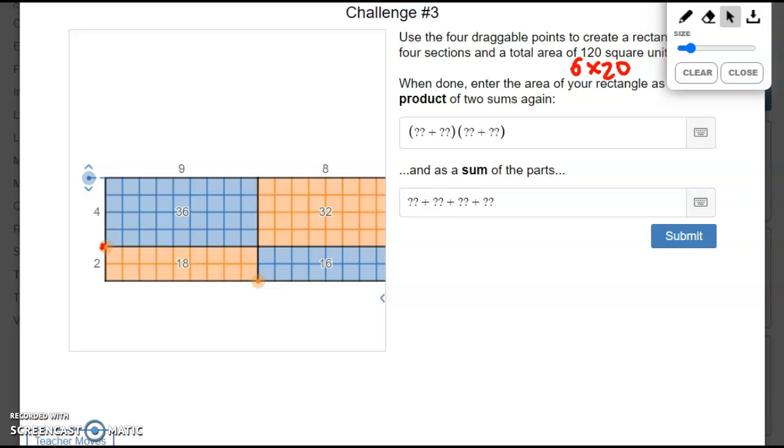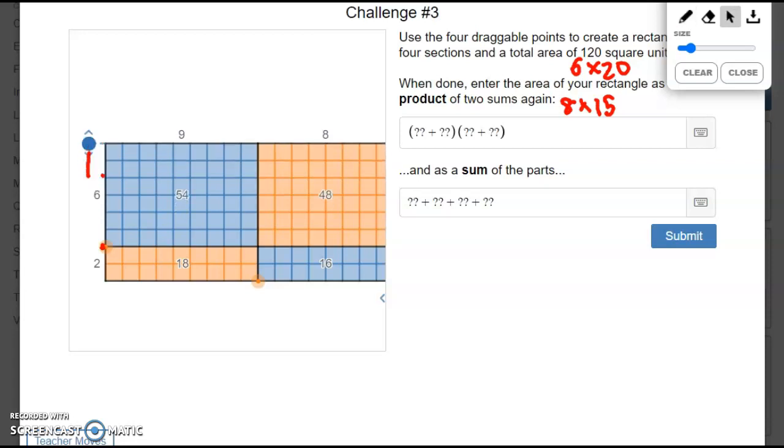15 times what is, so 15 times 2 is 30. 30 times 4 is 120, so 8 times 15 will be 120. So let's change this to, let's do 6 and 2. Okay, so that will be 8, and I just need to make 15 here.